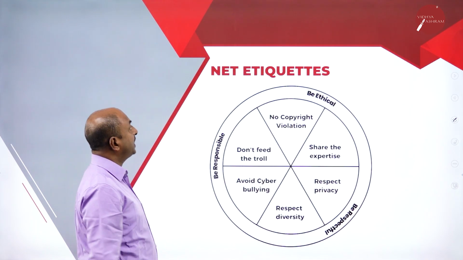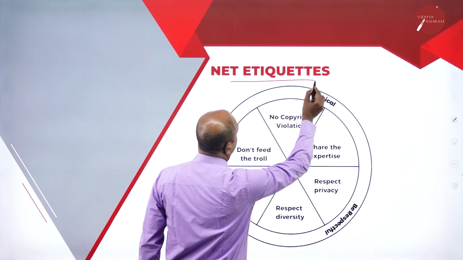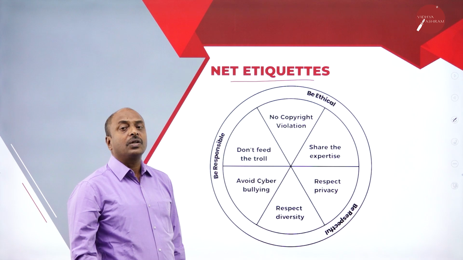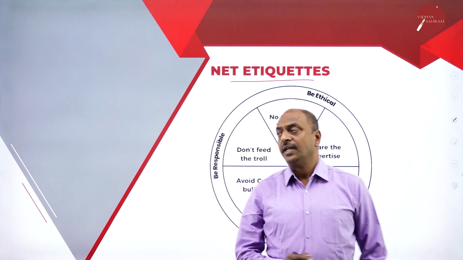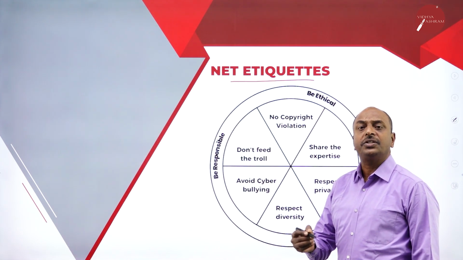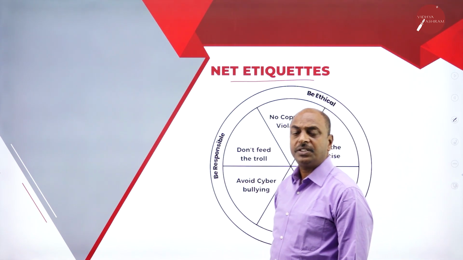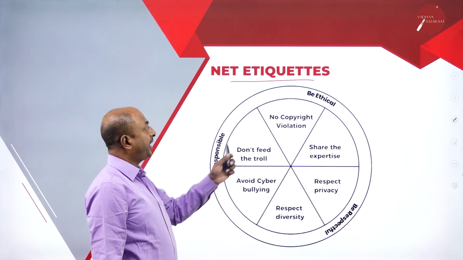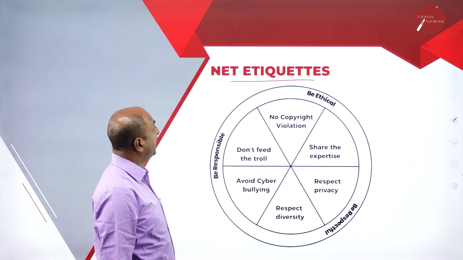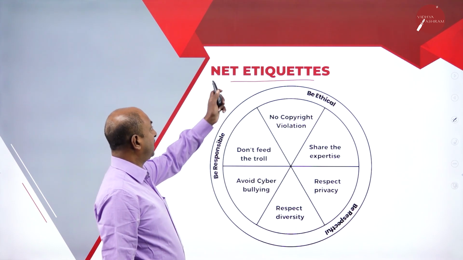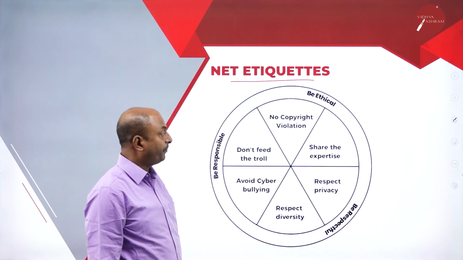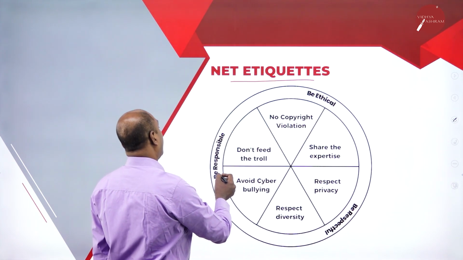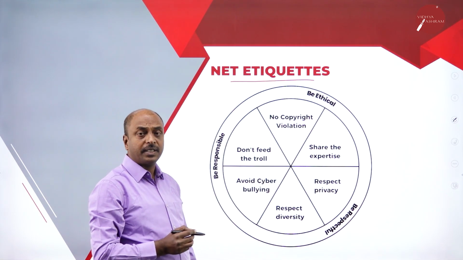The next definition is, as we have seen, net etiquettes. So what is the meaning of net etiquettes? It means the good practices or good behavior while using the net or internet, in the digital world or while using digital technologies. If you look at the diagram, it clearly explains the different good etiquettes while working with the internet or through digital technology. One is, be ethical, be respectful and be responsible. These are the main concerns here.